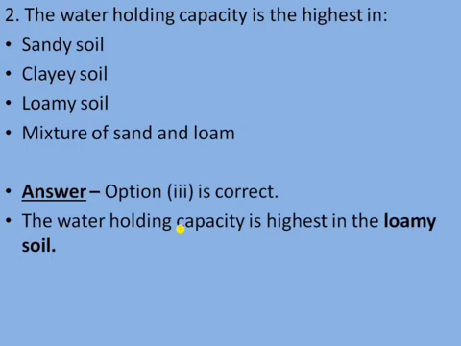You already know that the loamy soil is a mixture of both sandy and clayey soil in equal proportion. So it contains the intermediate properties of both the soils. So that's why the percolation rate is least and it can hold the water for a longer time. Okay. Moving on to the third question.